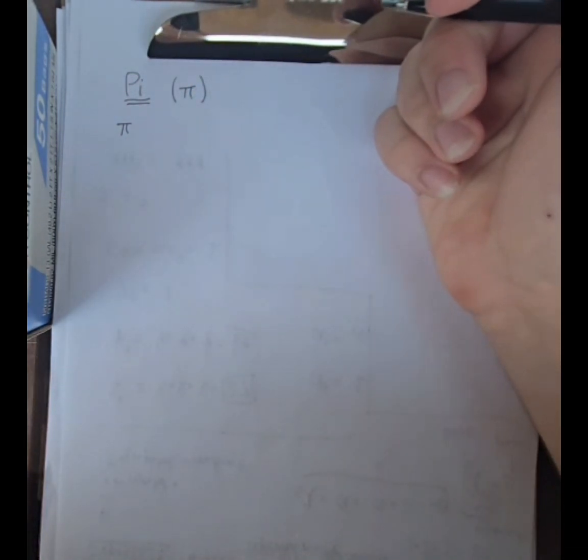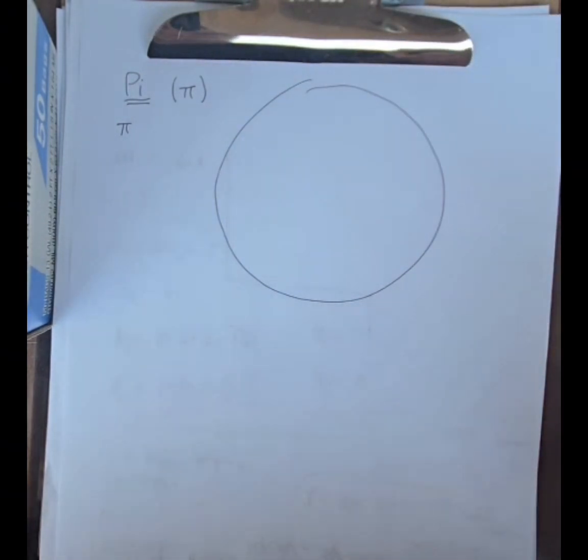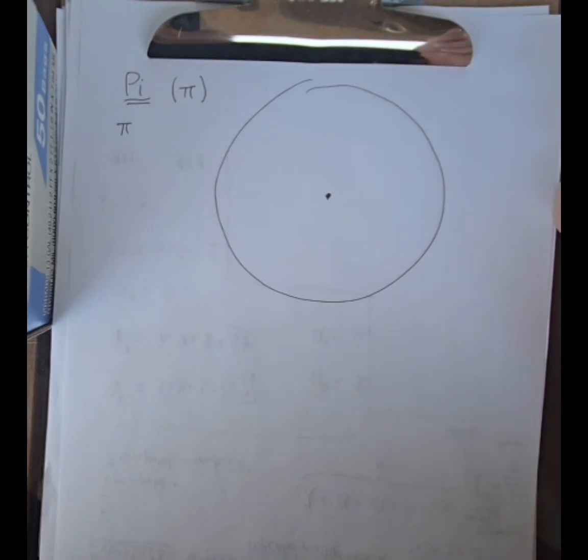In order to understand pi, you need to have a circle. Let's draw a big circle over here. I have the center of this circle. Now, we need to define some terms.